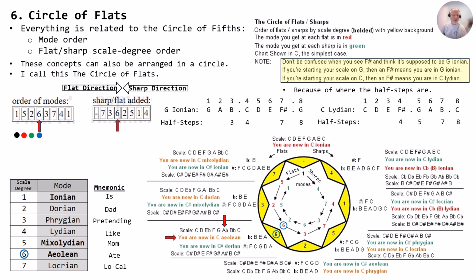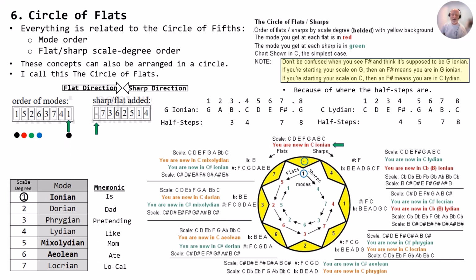And moving right along, the next flat we add, as you can see, we're in the 6th mode, which is Aeolian, and we flatted the 6th, which is A flat, and so now we've got C, D, E flat, F, G, A flat, B, C, and so now we're in C Aeolian mode.